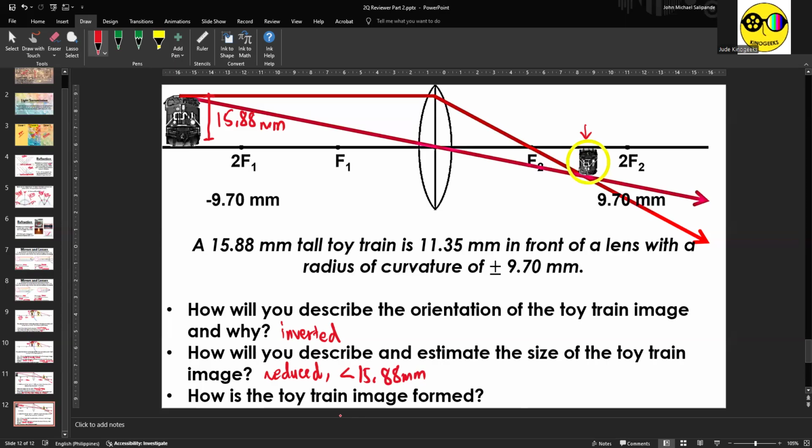Okay, final question. How is the toy train image formed? The toy train image was formed by the intersection of solid lines which represent actual light rays. So therefore, we classify the toy train image as real.